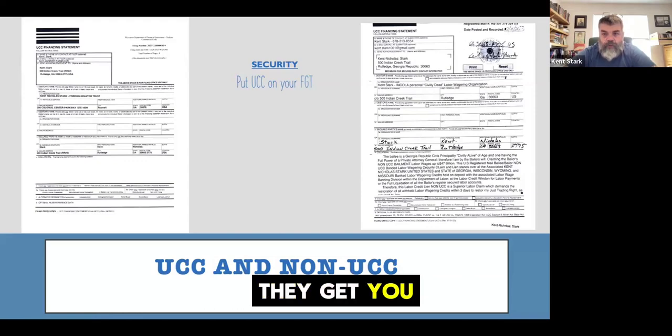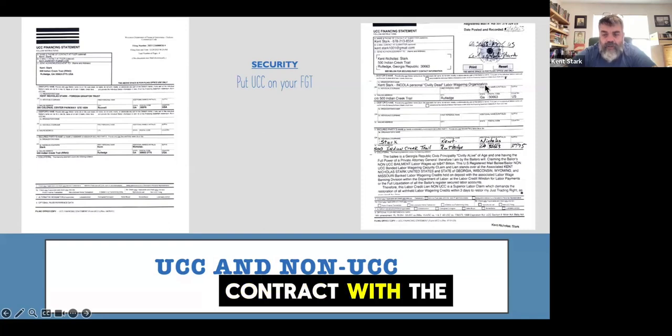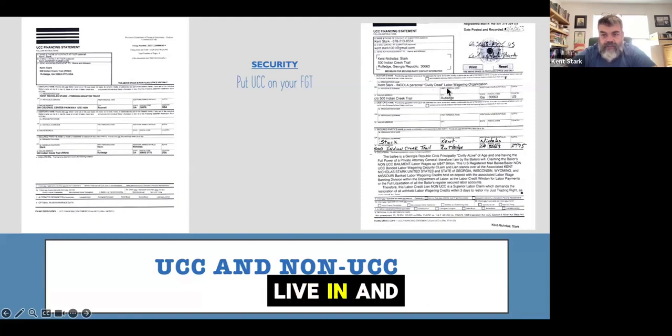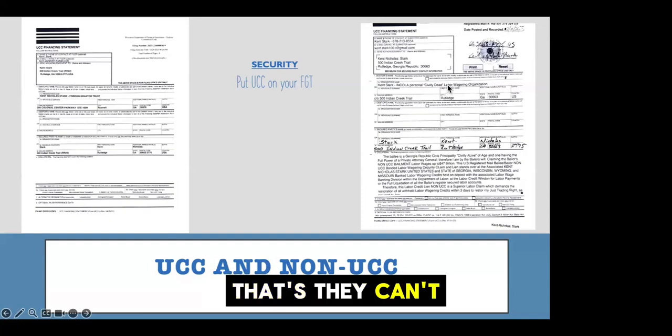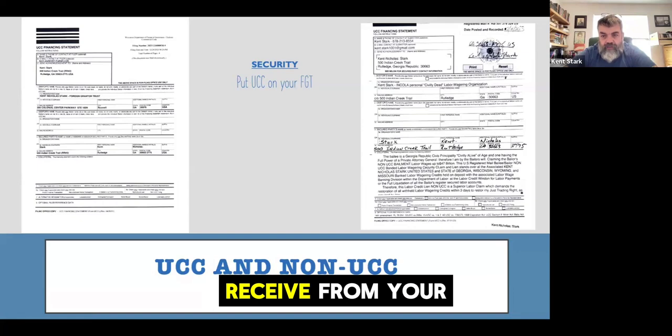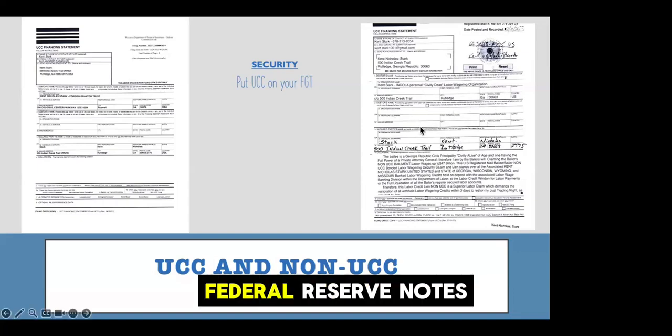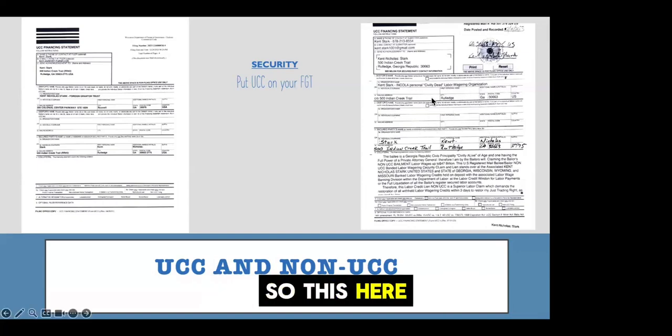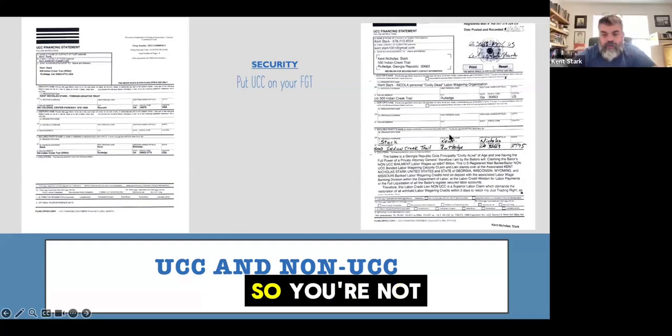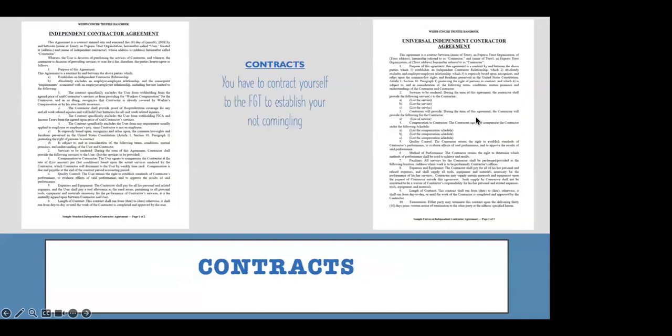This is how they get you to pay taxes, in case you're wondering, okay, is that because you have a contract with the SSA and the state that you live in and so on your labor, okay, they can't tax your labor, they tax the money that you receive from your labor. So that's your Federal Reserve notes. So this here pulls you out of that jurisdiction, so you're not liable for that and you're not liable for the taxes.